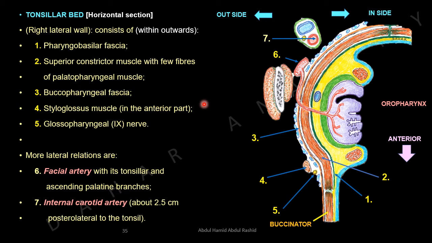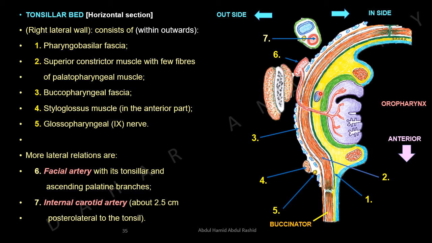Tonsillar bed means the structures over which the palatine tonsil is located. Okay, this is the palatine tonsil. Outside it we have the hemicapsule of the tonsil. Outside it we have a loose areolar tissue layer, very loose, yellow in color, and there are veins there.